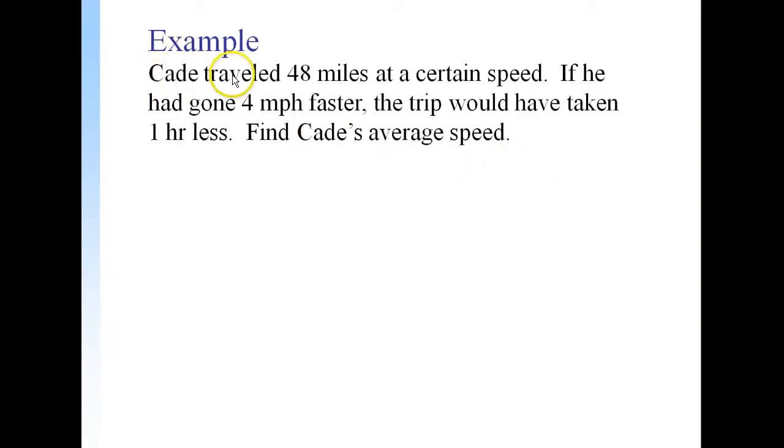All right, Cade traveled 48 miles at a certain speed. That speed is his rate. If he had gone 4 miles an hour faster, the trip would have taken 1 hour less. So find Cade's average speed. Now, when you have a word problem like this, you might say, what is your strategy?